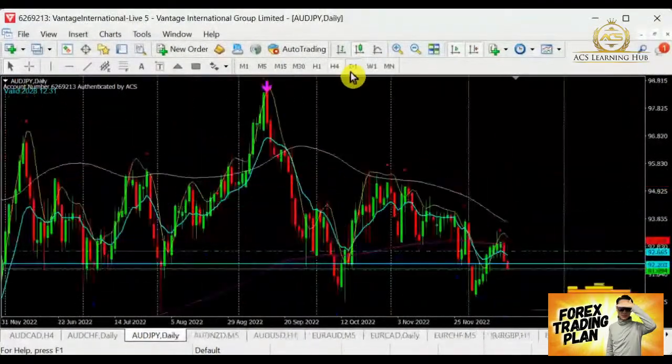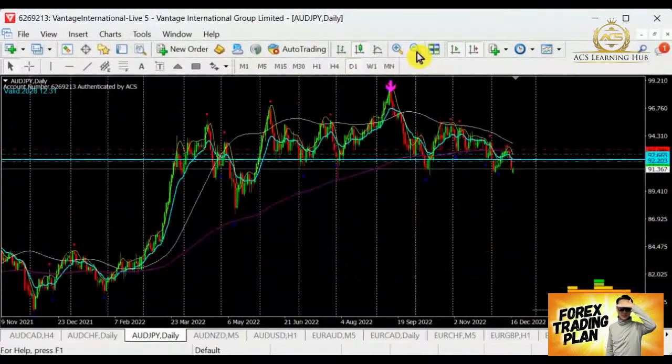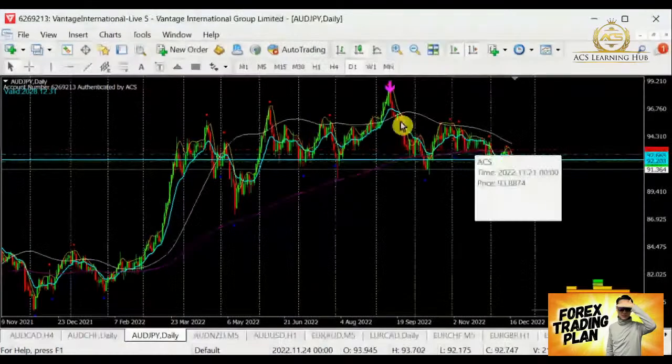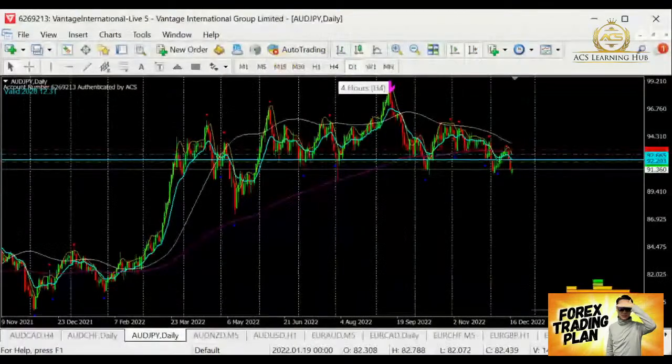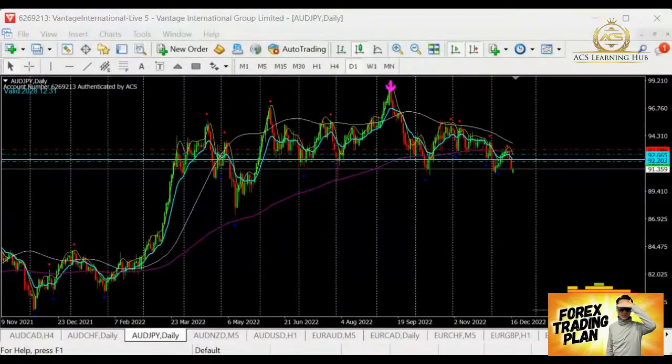Okay, so Aussie yen. Let's take a look. Aussie yen, we have been going into the bull and now transiting into the bear. And finally, it seems like we are going to get into the bear very soon. So for Aussie yen, we can pay attention to that as well. I'm going to put Aussie yen into my watch list.